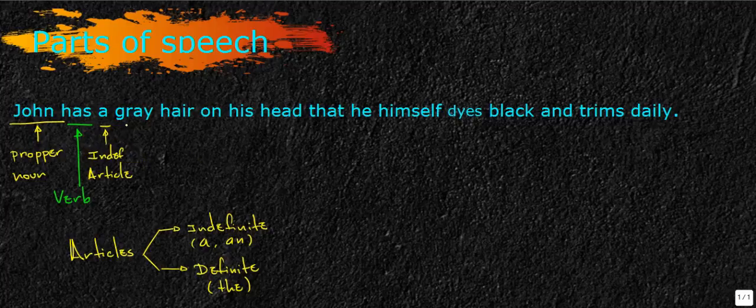The next word that we have is gray. And gray is an adjective. All right, and an adjective is what we use to describe something. So gray describes the hair. And there are different types of adjectives that we have. And so we'll take a few seconds now to talk about the different types of adjectives.